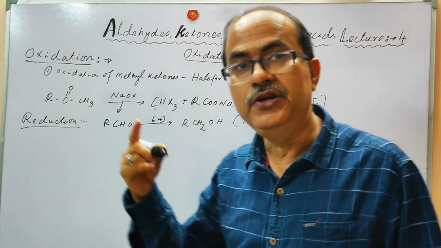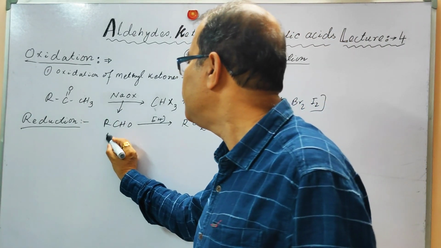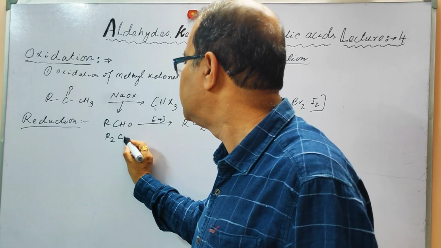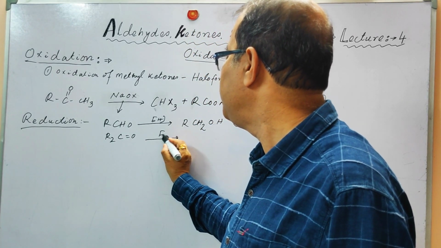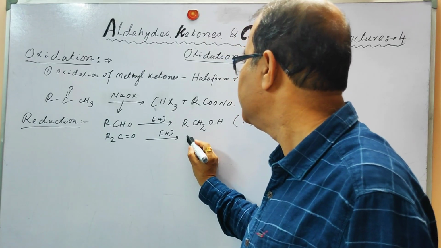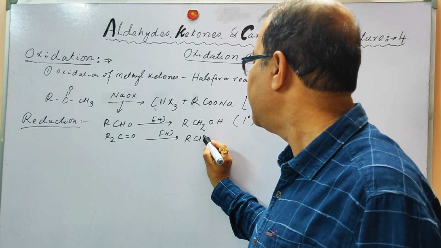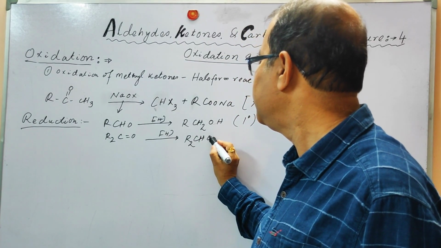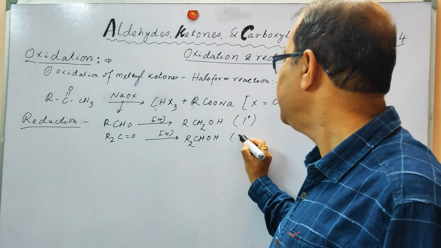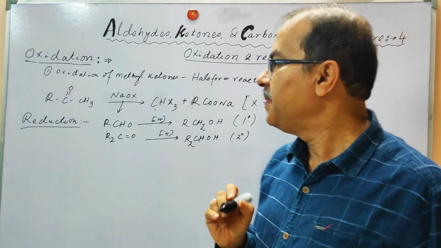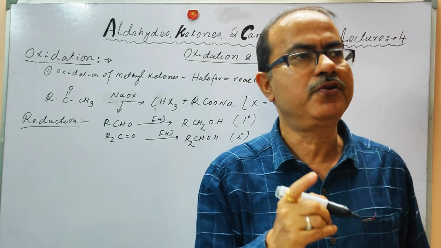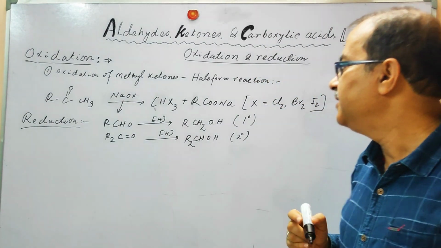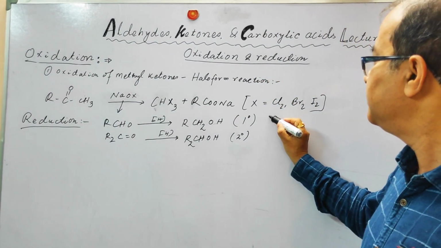When a ketone is reduced, CO, ketone, it is going to produce the secondary alcohol, the 2 degree alcohol. Now, what will be the reducing agent? That is very important to understand. You should know there are several reducing agents.